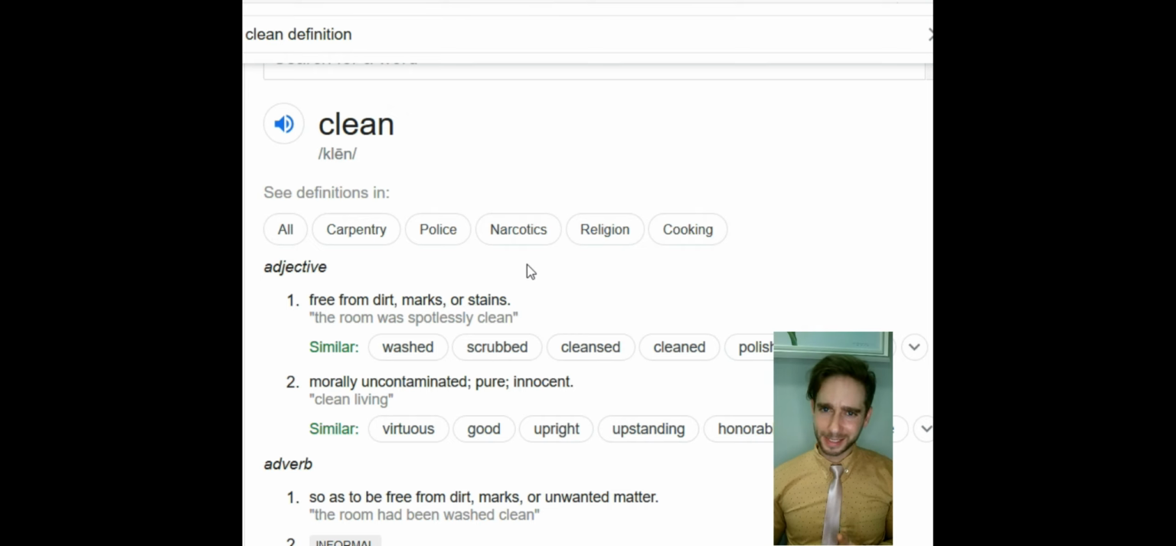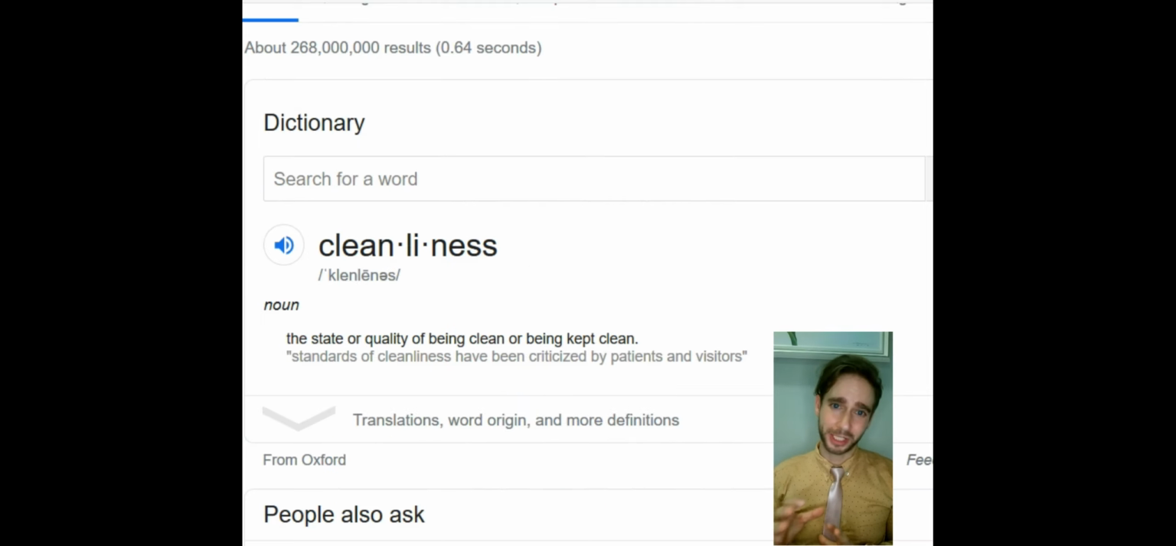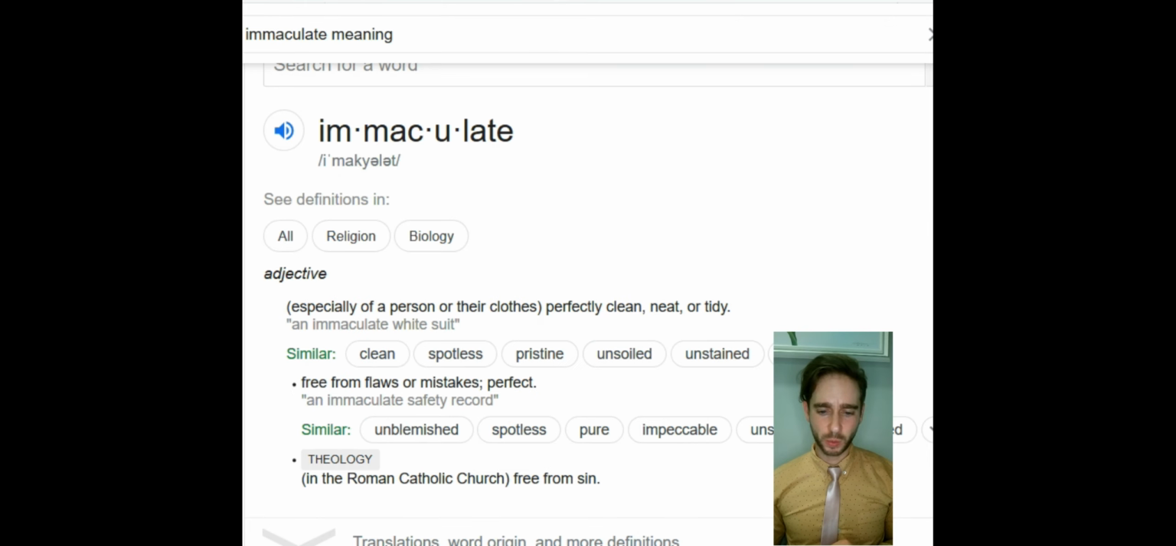stains. Now that does remind me of these washing powder ads, or these washing machine ads where they say, we're going to remove all the marks and stains and dirt from your clothes. But we can definitely say that that home is nice and clean. The follow-up from the word clean is cleanliness, and this word is a noun, and it means the state or quality of being clean or being kept clean.